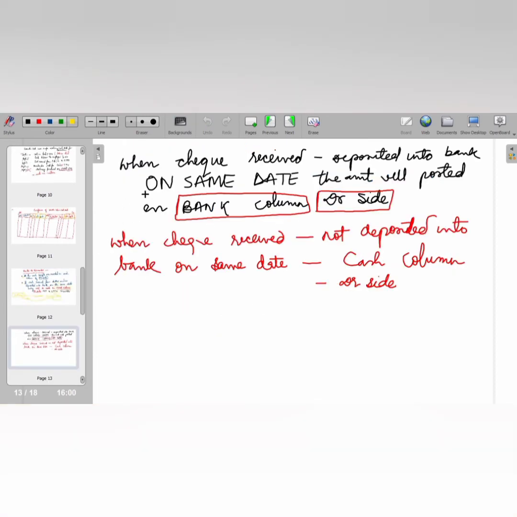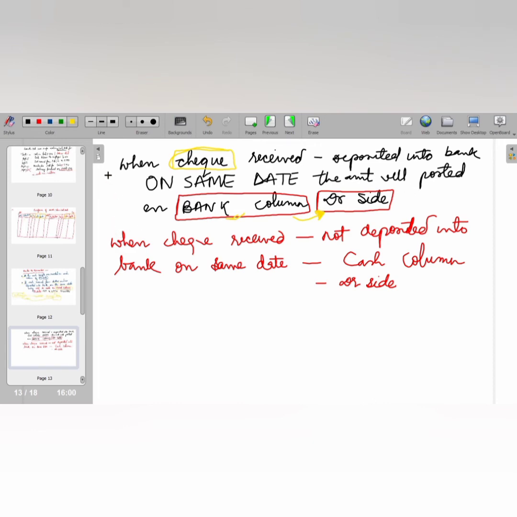Now see, when the check is received, now we are receiving the check and depositing it into the bank on the same date. When we are receiving the check and again going to the bank and depositing there on the same date, then the amount will be posted on the bank column of the debit side, because we are receiving a check, and check denotes what? Bank. Okay, we cannot record in the cash column. Fine. So it will be recorded on the bank column of the debit side, because we are receiving money, so it will be recorded on the debit side.